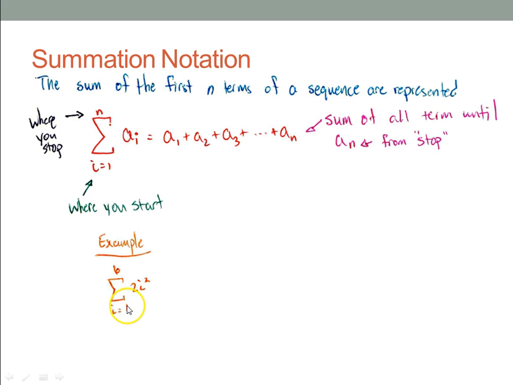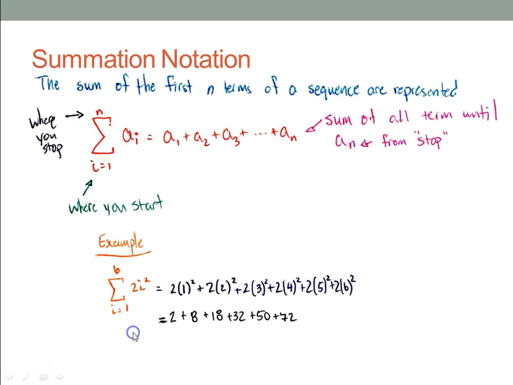Now I'm going to start with i equals 1, and I'm going to stop when I get to 6. So here you see I substitute in for i squared, I got 1 squared. And this is just all of the positive integers. So 1 squared, 2 squared, 3 squared, 4 squared, 5 squared, 6 squared. Why stop at 6? Because here it tells me to stop at 6. So I simplify each of these, 2 plus 8 plus 18, 32, 50, and 72. And that allows me just to add them together. My answer is simply 182.